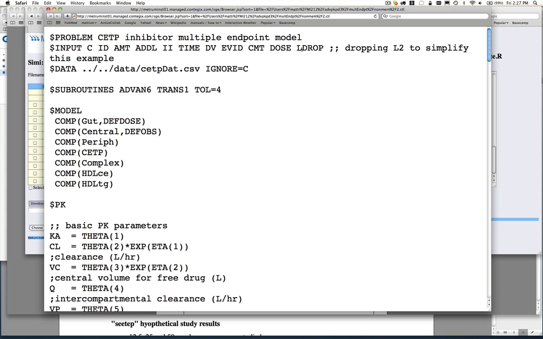I was trying to speed things up with the fitting process here, and I just dropped that for now. But it may be something that you would want to consider if this was a real life example. The data file I had posted up earlier this week.